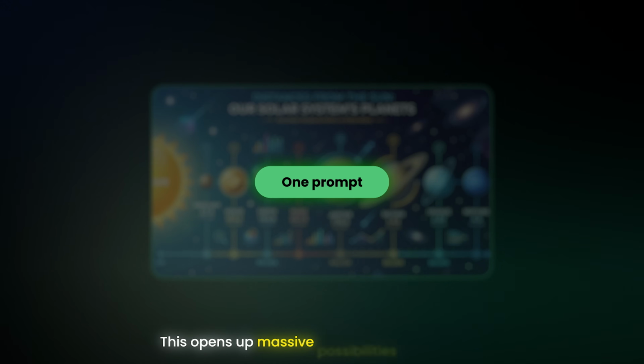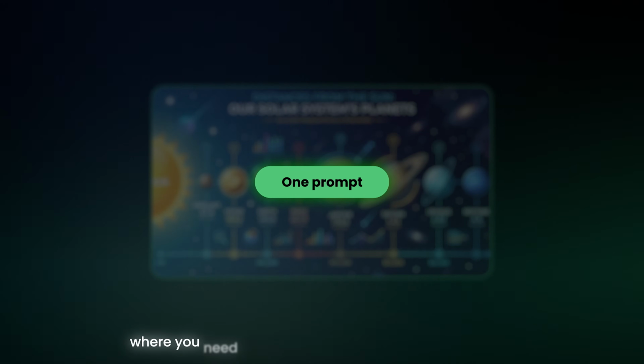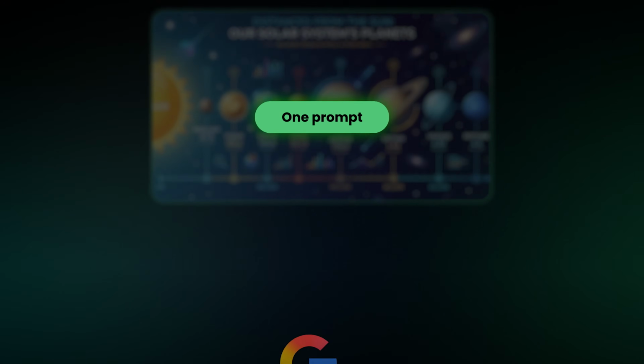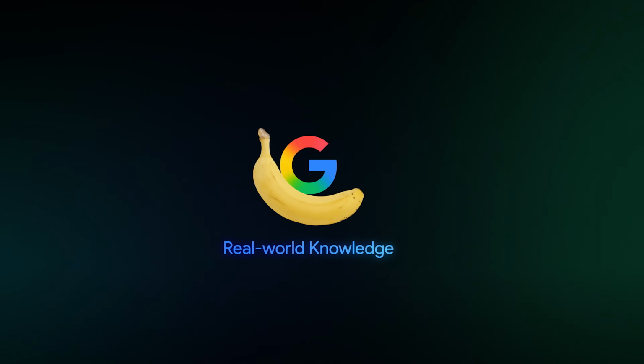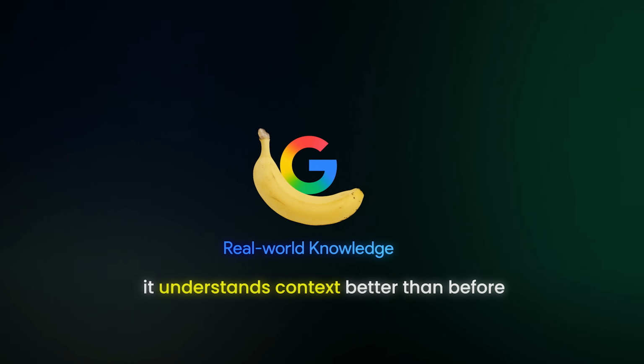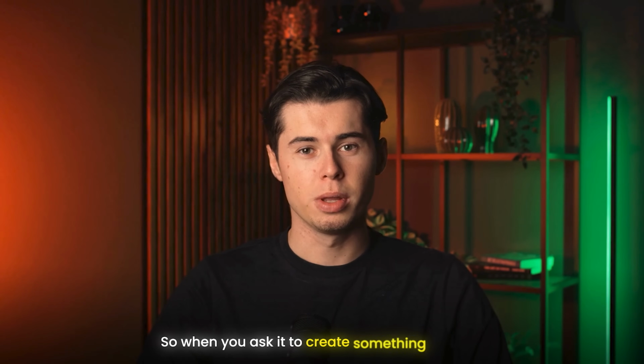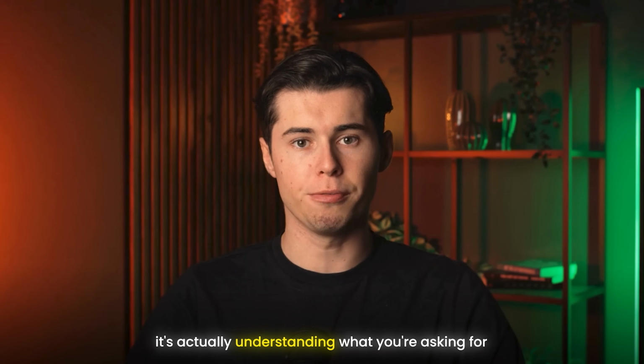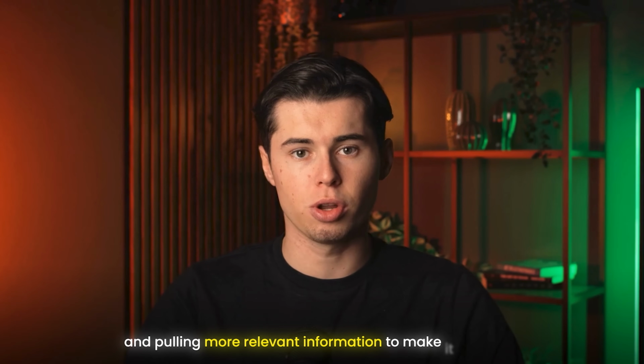This opens up massive possibilities for anything where you need accurate information presented visually, and because the model has improved real-world knowledge, it understands context better than before. So when you ask it to create something specific, it's not just matching keywords, it's actually understanding what you're asking for and pulling more relevant information to make it accurate.